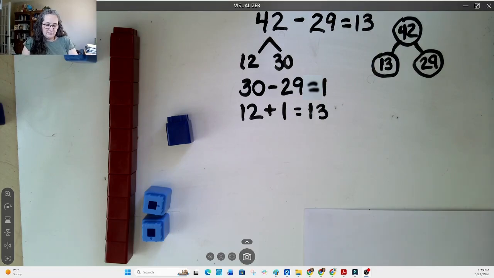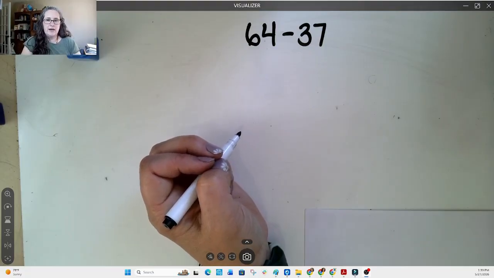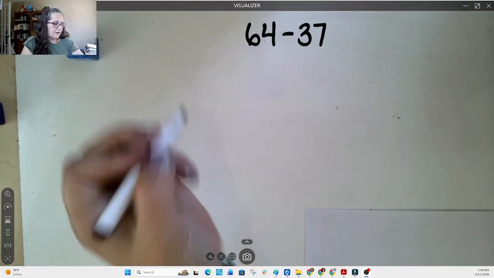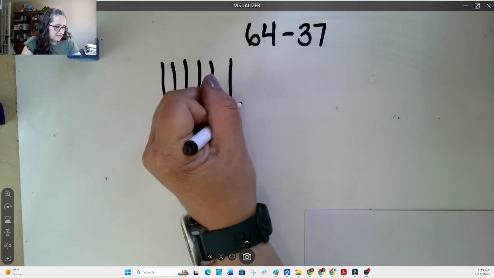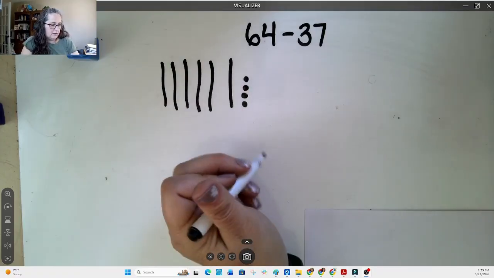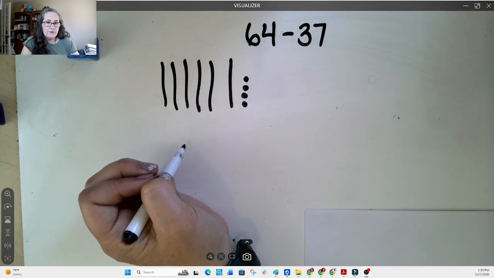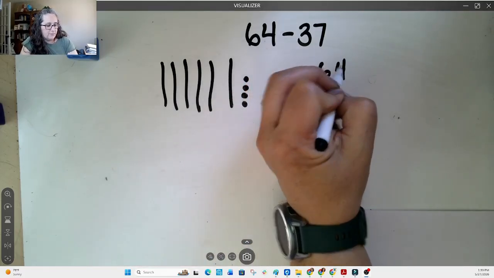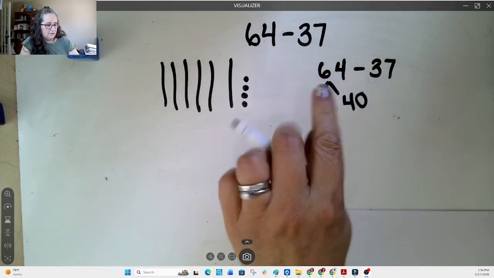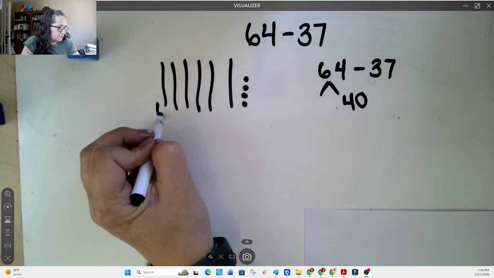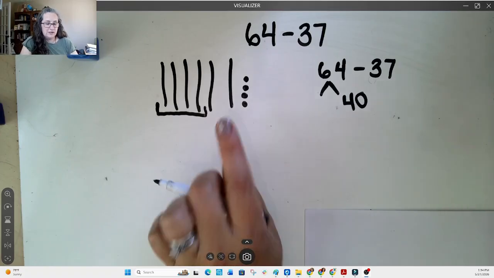Let's try one more with even bigger numbers. Before we move on to 3-digit numbers, let's try another 2-digit number, but this time without the cubes to model. So we think about how we have 64, 10, 20, 30, 40, 50, 60, 1, 2, 3, 4, and we want to subtract 37. Well, 37 is almost 40. So if I break apart my 64 into 40, what's the other part? So once I take 10, 20, 30, 40 and put that together, the part that's left is, did you say 24?